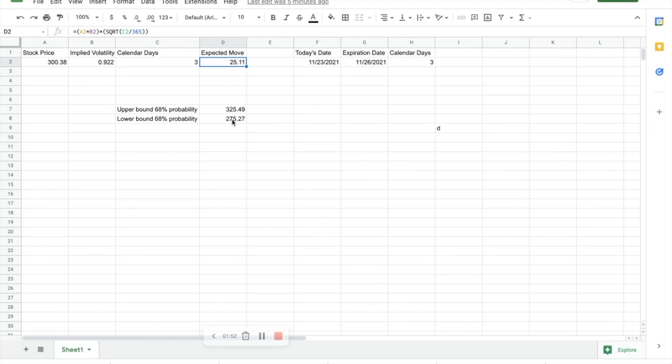So I want to set my lower bound at 275. I might put it up at 280 just to give me more of a bullish emphasis, and then I might sell a call spread above the 325. Okay, so let's look at that.